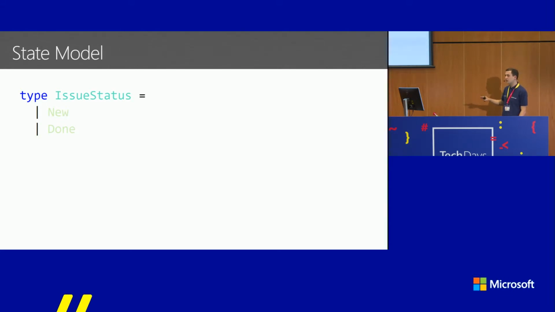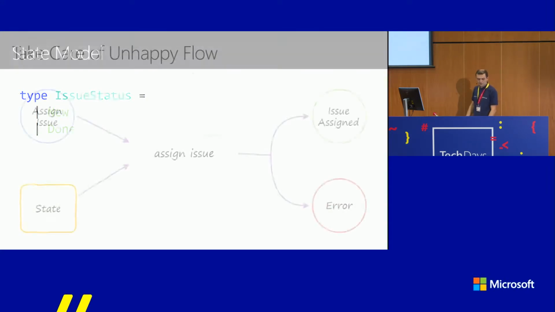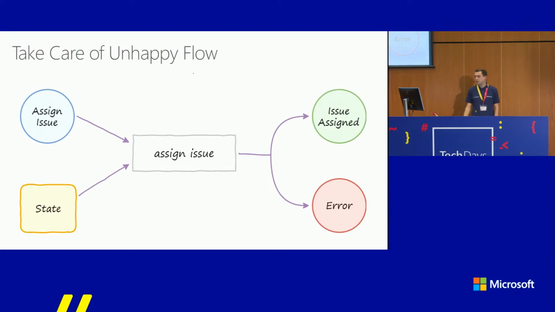This one looks like C# enumeration, but it's actually much more powerful. You'll see it again in a minute. But important thing is it's either or. So it cannot be both at the same time. It also cannot be none of them. So it's always one of the two. And then what's the plan for my assign issue function?